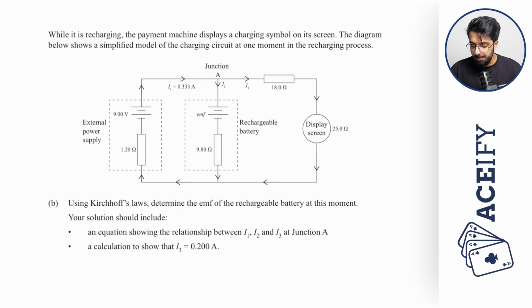While it is recharging, the payment machine displays a charging symbol on the screen. The diagram shows a simplified model of the charging circuit at one moment in the recharging process. Using Kirchhoff's laws, determine the EMF of the rechargeable battery at this moment. Your solution should include an equation showing the relationship between I1, I2, and I3 at the junction A, and a calculation to show that I3 is equal to 0.2 amps.